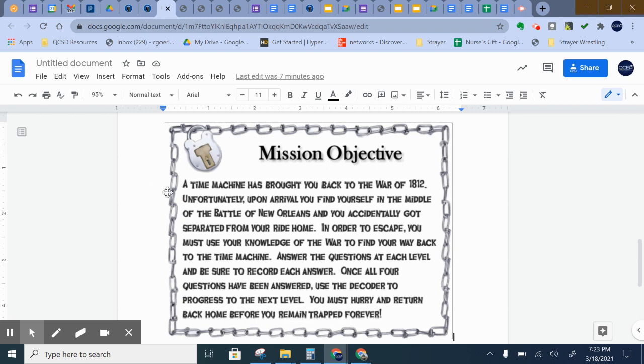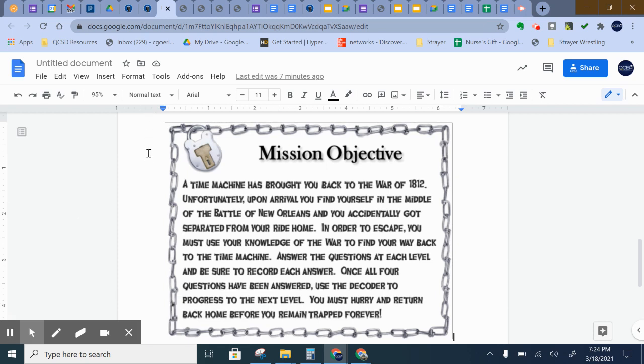The directions are: a time machine has brought you back to the War of 1812. Unfortunately, upon arrival, you find yourself in the middle of the Battle of New Orleans, and you accidentally got separated from your ride home. In order to escape, you must use your knowledge of the war to find your way back to the time machine. Answer the questions at each level and be sure to record each answer. Once all 4 questions have been answered, use the decoder to progress to the next level. You must hurry and return back home before you remain trapped forever.